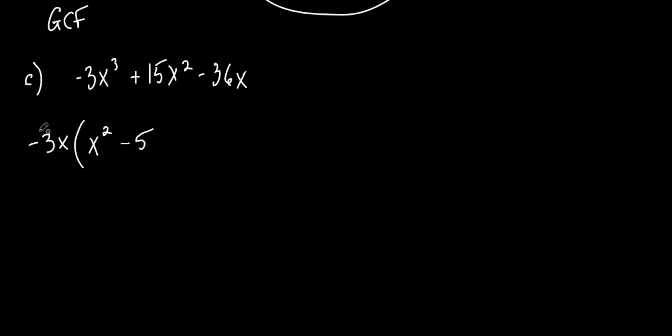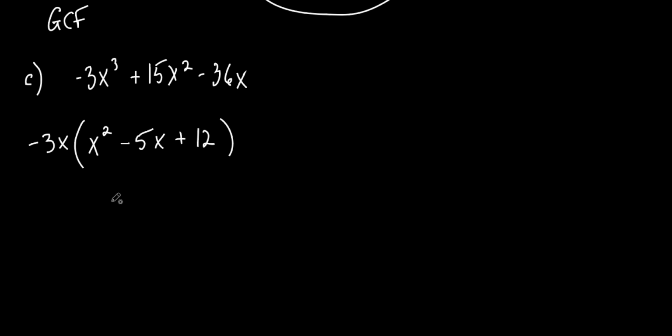All right? Because again, if you wanted to check this, you would do the distributive property. Negative times negative is positive. All right? And then x squared divided by x is x. Then do this. Take this negative 36 and divide it by negative 3. Negative divided by negative is positive. 36 divided by 3 is 12. x divided by x is 1. There we go.